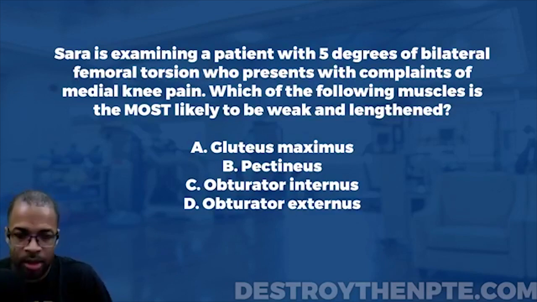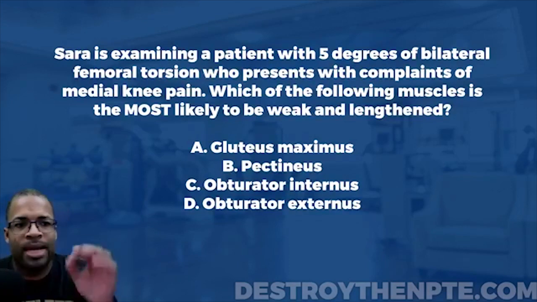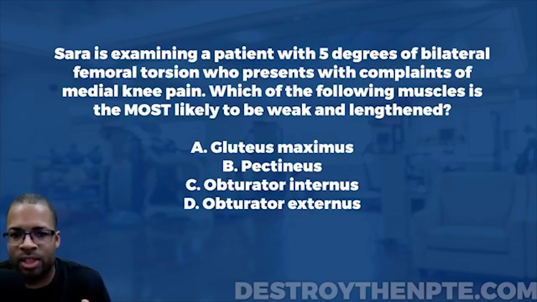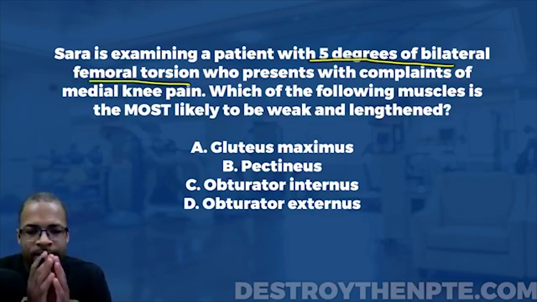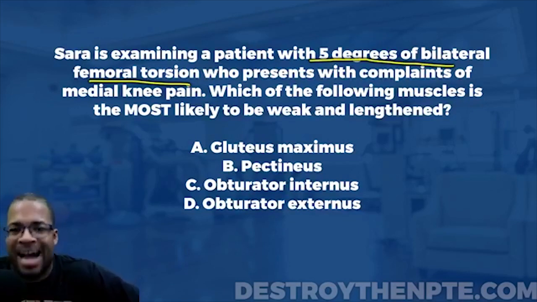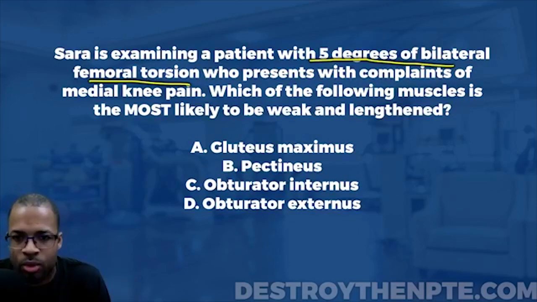All right. So let's go up to the top. We got Sara is examining a patient with 5 degrees of bilateral femoral torsion. This is where we need to slow up, y'all. This is important. We need to slow up because you need to understand, well, what is femoral torsion anyway? This is an area I used to get stuck all the time and didn't really understand it in PT school. I just didn't understand it very well.